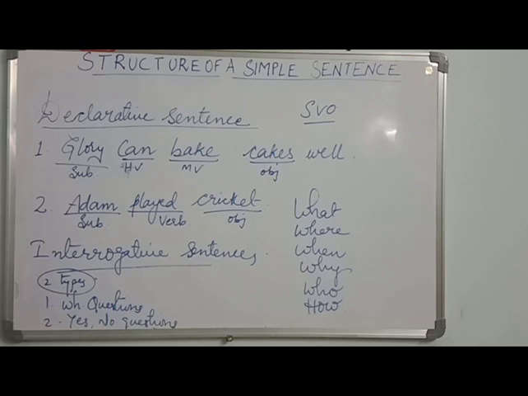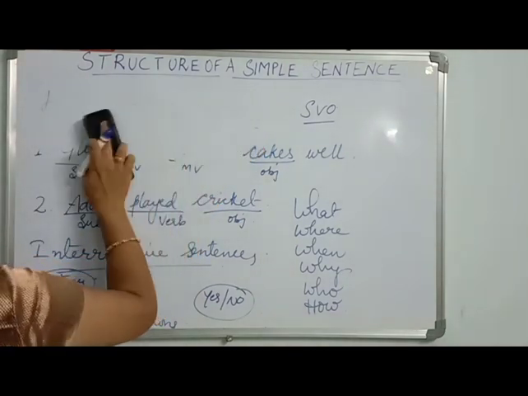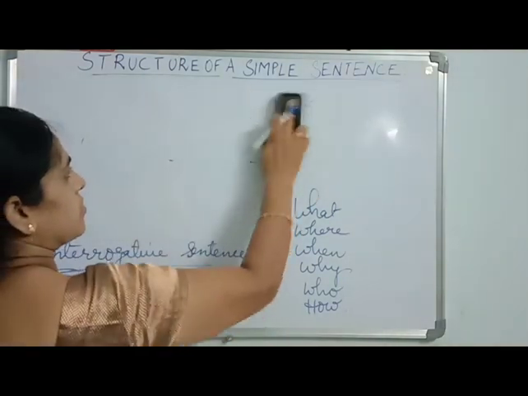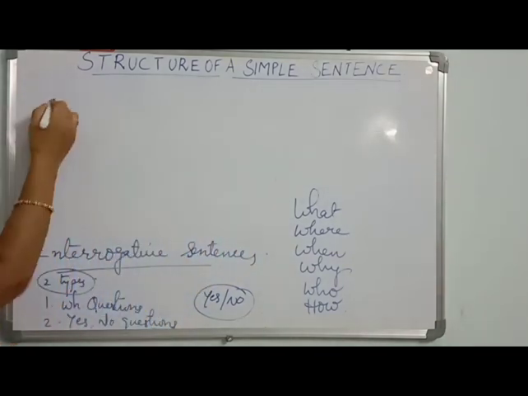Now, the next type of question, interrogative sentences, is the yes-no question type. They're called yes-no questions because the reply that you get for these type of questions is either yes or no. Either yes or no. Now take down a sentence. Did you have breakfast?